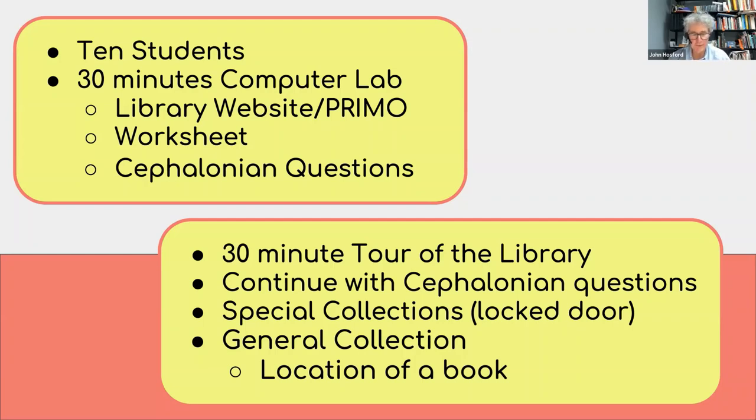The 30-minute lab session is followed by a 30-minute tour of the library, which includes the circulation desk, reference desk, commons, special collections, the current art periodicals, and finishes on the second floor with a review of the general art collection. And then the students finish this physical tour by locating a book that they have found in the computer section of the first part of the session.